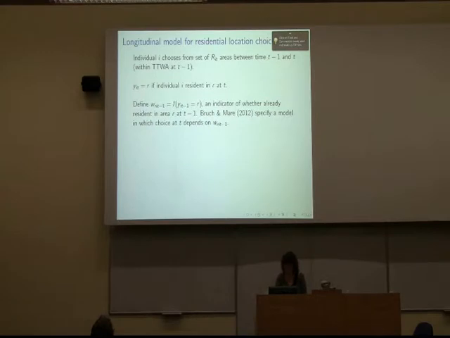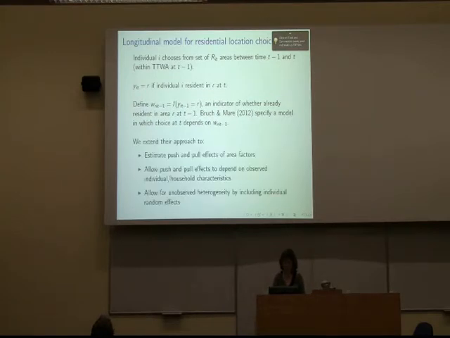So what we do is we extend this Bruck-and-Mayer approach to estimate these push and pull effects, to allow these push and pull effects to depend on covariates, and then at the end, if I have time, to allow for what we call unobserved heterogeneity, so unobserved individual characteristics that could also influence the effect of neighbourhood characteristics.